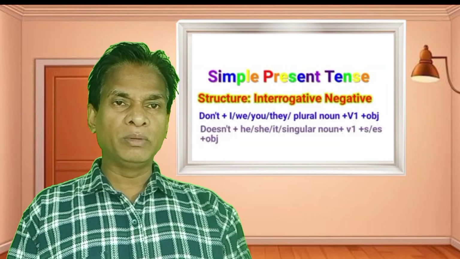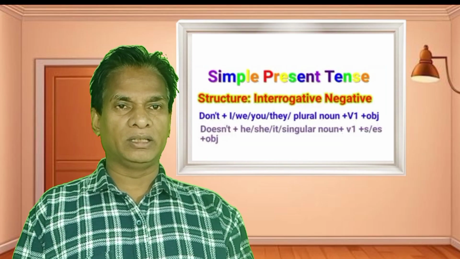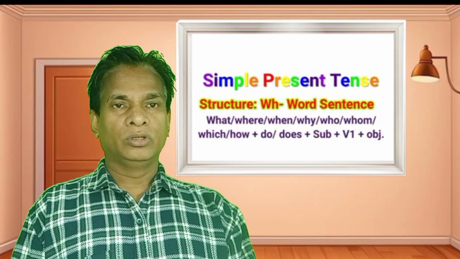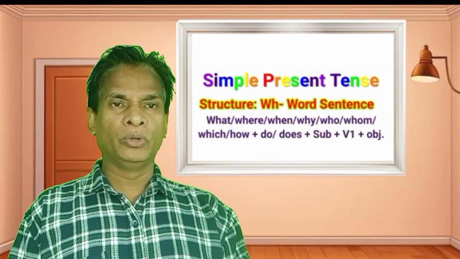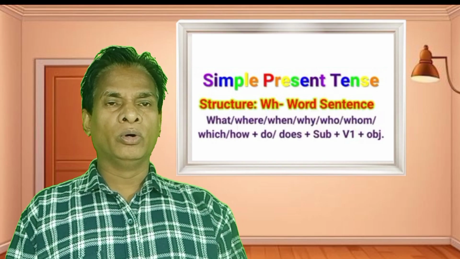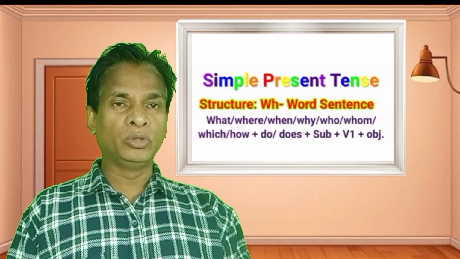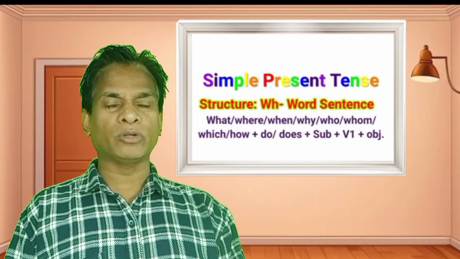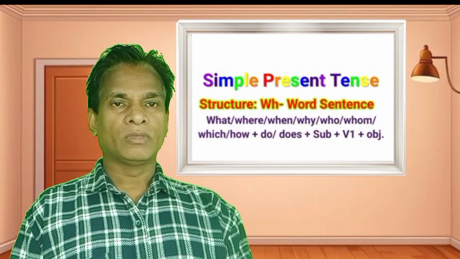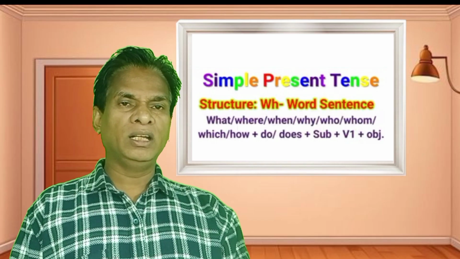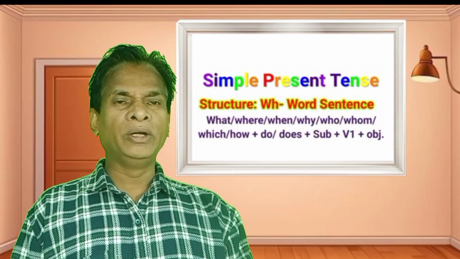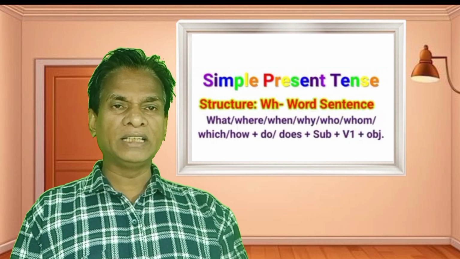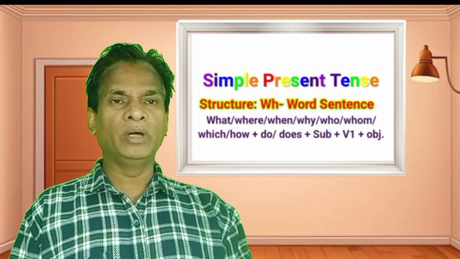Now the last one, that is question word: what, where, when, why, who, which, whom, how, plus do or does plus subject plus V1 plus object. Example: how do you come here? When do you play chess? These are examples of WH word sentences.